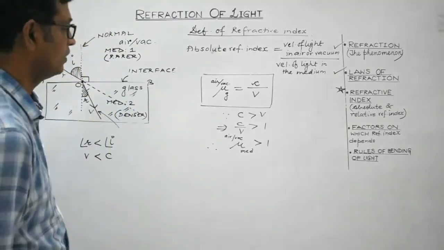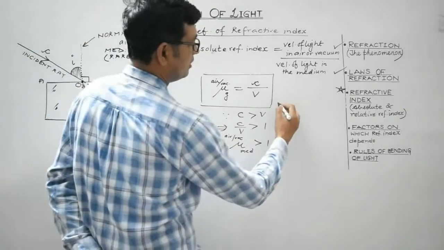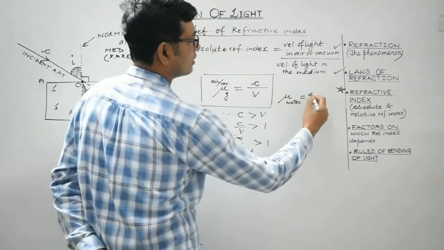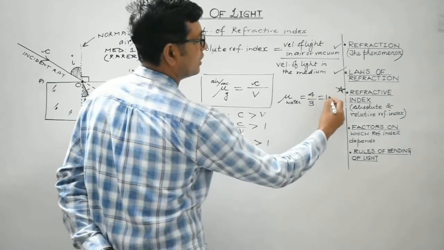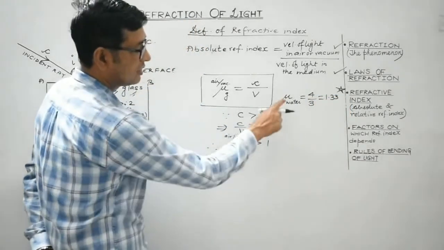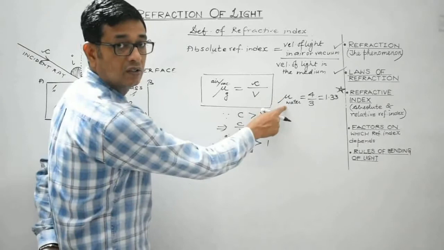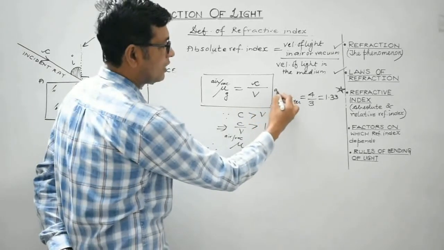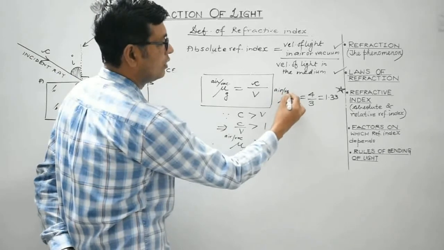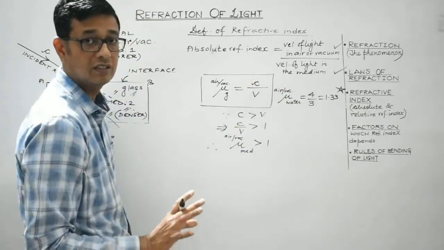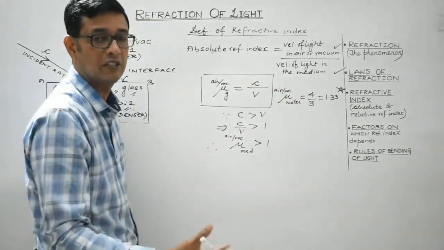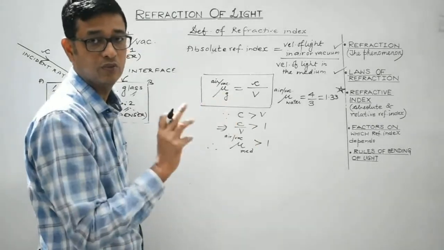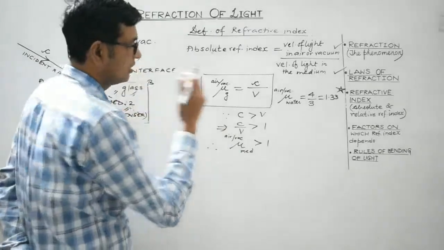I'll give you some examples. Like the absolute refractive index of water is 4 by 3. It is 1.33. When I say absolute refractive index of water, what I mean to say is the refractive index of water with respect to air or vacuum. Clear? That's the meaning of absolute refractive index. One of the two mediums must be air or vacuum. Then it will be the absolute refractive index.